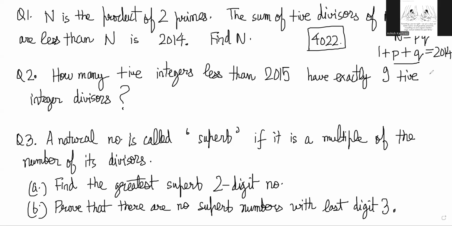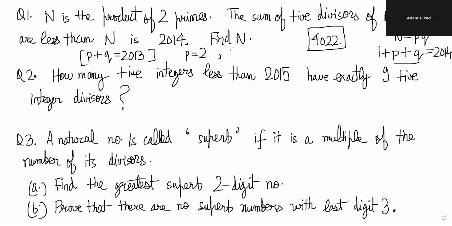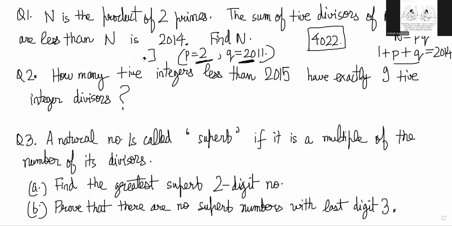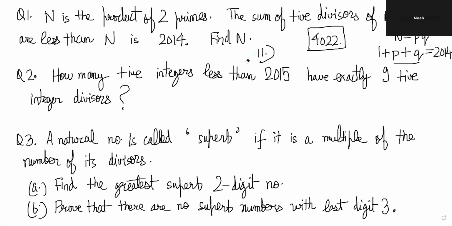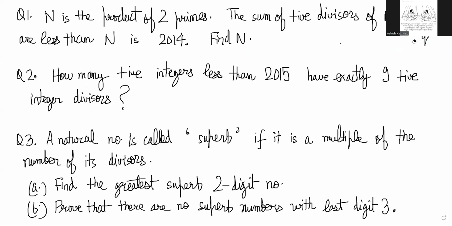And if both p and q are odd, then their sum will be even. But since their sum is 2013, exactly one of them must be even, and the only even prime is 2. Then one is 2, one is 2011, and then the product is 4022. Noah, you're getting it right. Yeah, I did the same thing. Okay, so the first one is easy only. Let's try the second and third.